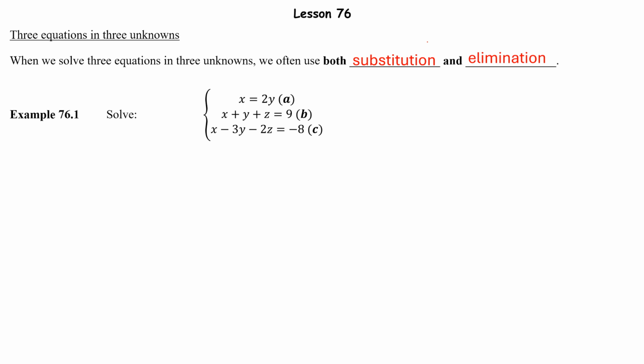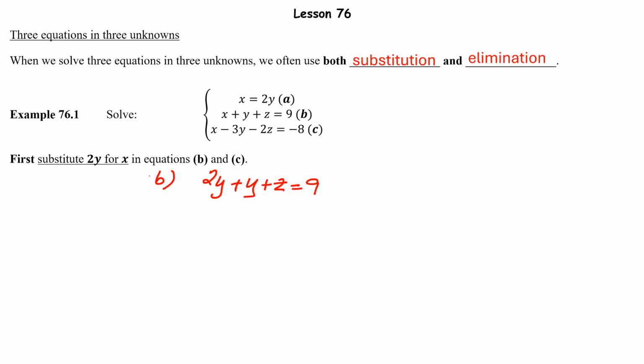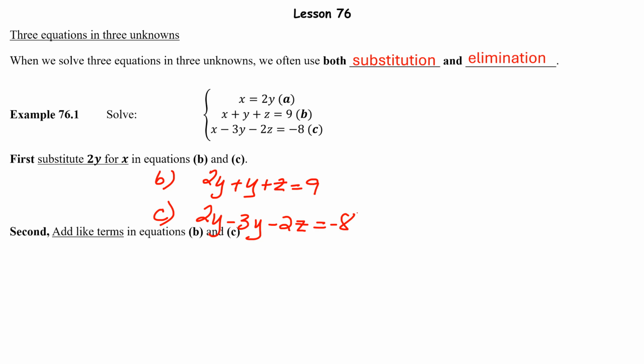We've got x equals 2y, x plus y plus z equals 9, and x minus 3y minus 2z equals negative 8. And I just labeled the equations A, B, and C just so it's easier to talk about them. So the first thing we're going to do is substitute 2y for x in equations B and C. So equation B, we're going to have 2y plus z equals 9. And for equation C, now we're going to put in 2y for x, so 2y minus 3y minus 2z equals negative 8. And so now we have 2 new equations, and we need to add the like terms.